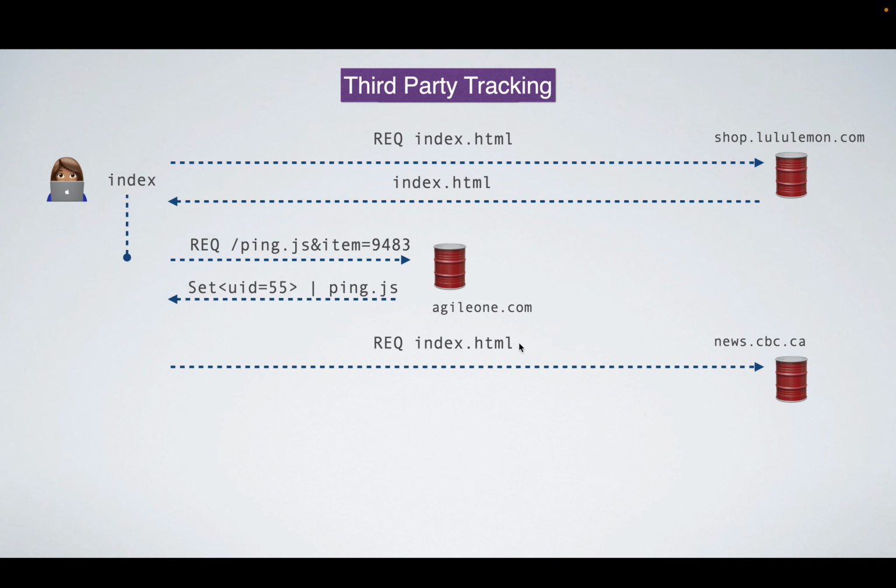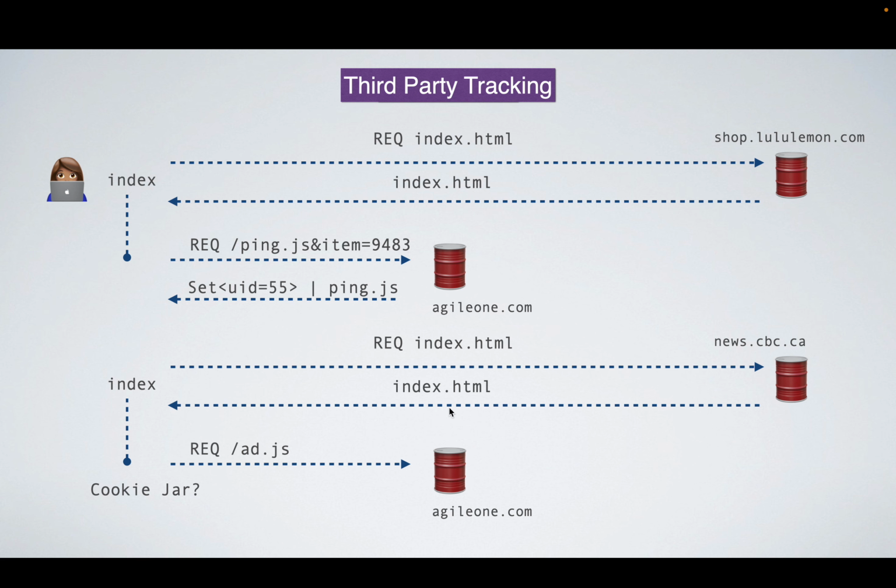All right. And so I'll say, CBC, give me the news. And CBC says, great. Here's the news, index.html. Start constructing it, pull in all the images and the videos and stuff. And oh, by the way, we use this ad library from agile1.com. So go over there and get this ad.js from them. Okay. So my browser is about to go to agile1.com, and it's about to ask for an advertisement from agile1.com.